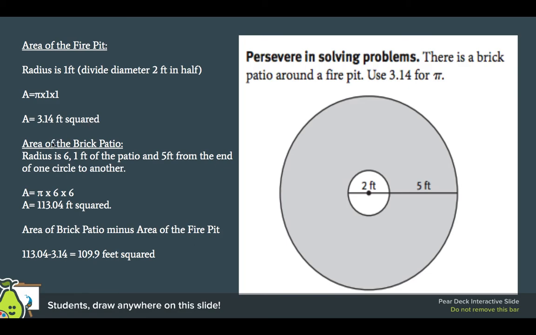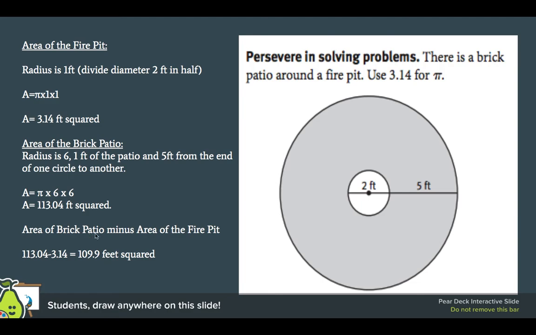Then we're going to find the area of the larger circle that includes that brick patio. So this entire circle. So now we're talking about this 1 foot here and then this 5 feet from here to here. So we have 1 foot here, 5 foot here, which gives us 6 feet. So the radius is 6, 1 foot of the fire pit, 5 foot of the patio. So we have pi times 6 times 6. So 36 times pi gives me 113.04 feet squared.